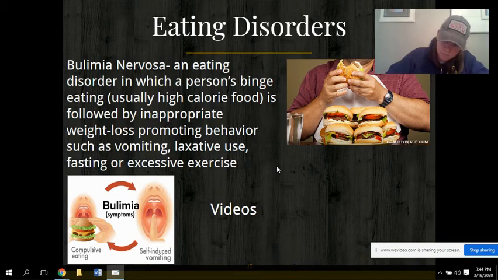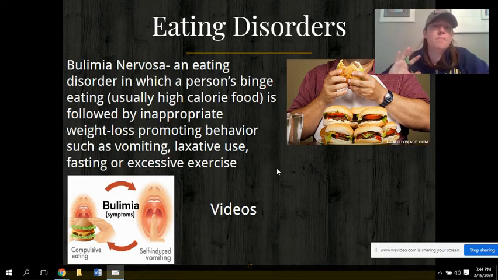inappropriate weight loss promoting behavior, such as vomiting, laxative use, fasting, or excessive exercise. Excessive exercise can go with both anorexics and bulimics. So bulimics don't tend to lose a lot of weight. A lot of times they actually maintain because they put so much bad stuff in them and get it out.